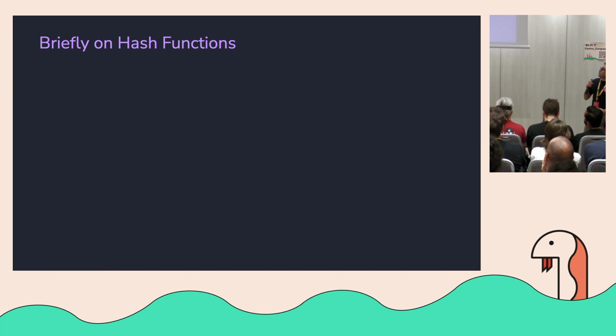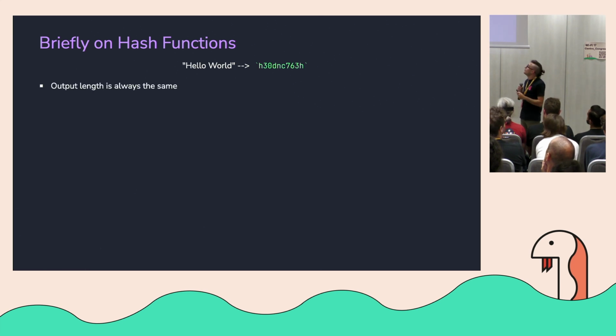Okay, let's try to talk about sets and dictionaries. But first, we need to talk about hash functions a little bit. What are hash functions? They're functions, algorithms, that do something similar to this. This is just an example. They have a few characteristics.